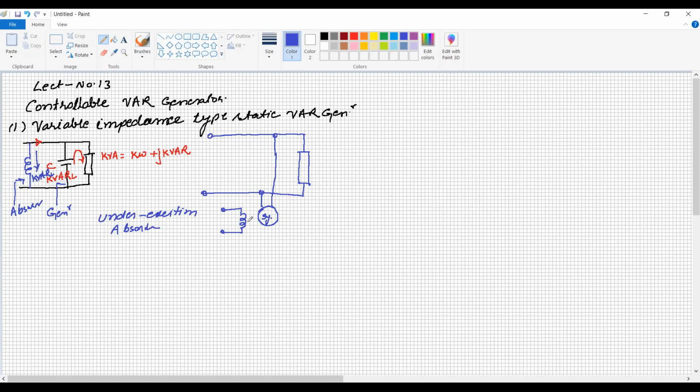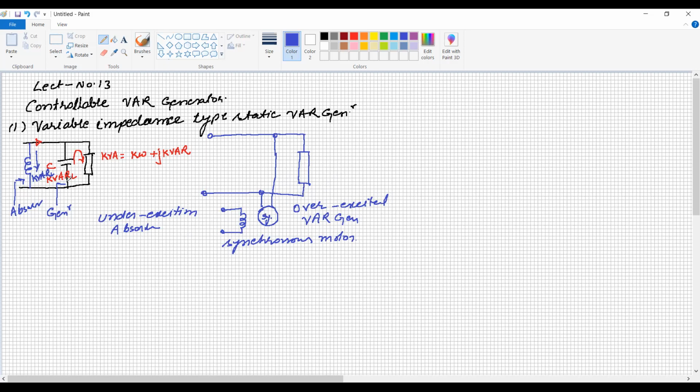Whereas when it is overexcited, the synchronous motor, okay, this is the synchronous motor, so overexcited, it becomes a VAR generator, because it is going to deliver the leading reactive power to the load circuit.